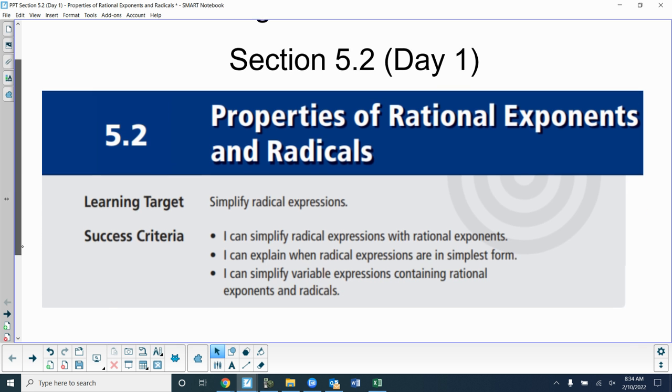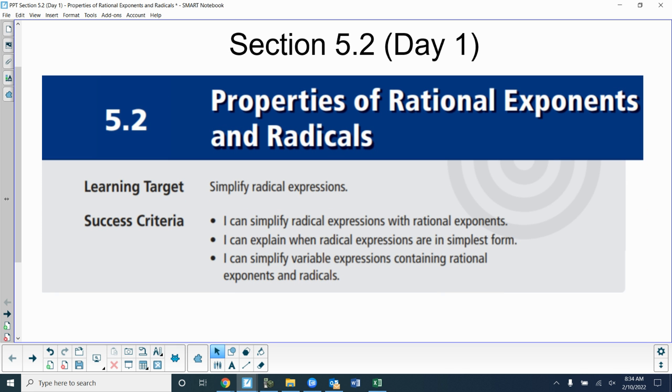So here's our objectives for today. Simplifying radical expressions. That's our target. You should be able to say, I can simplify radical expressions with rational exponents. You can explain and know when it's in simplest form. And then we can simplify variable expressions containing rational exponents and radicals. Okay? So that's what we're doing today.